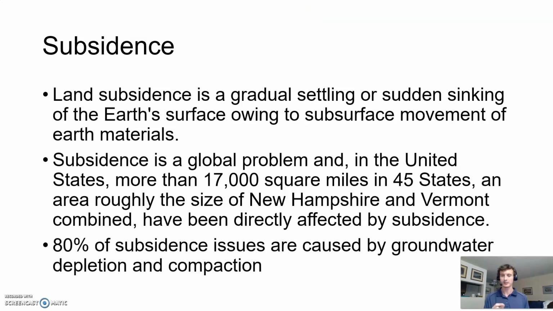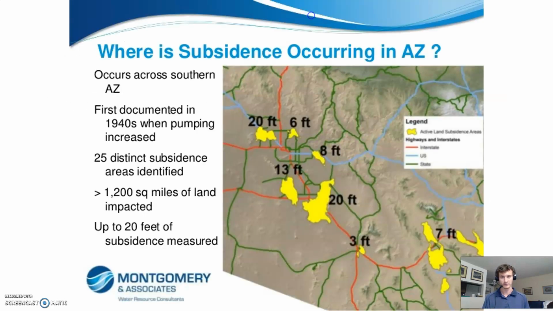In about 80% of cases, this is caused by extraction of groundwater, pulling and pumping water out of the ground, and then the subsequent compaction of all the ground material which was above the groundwater.